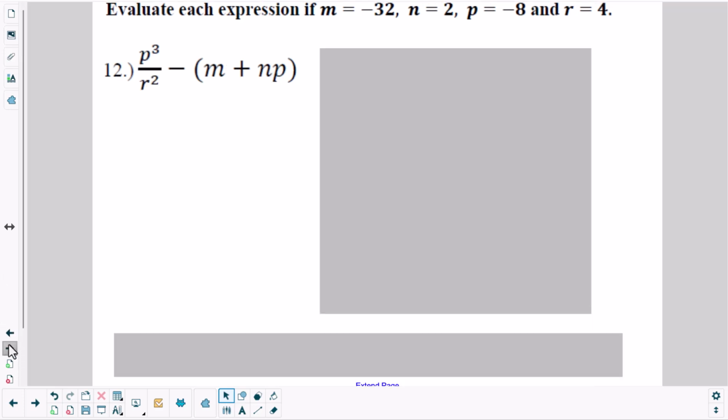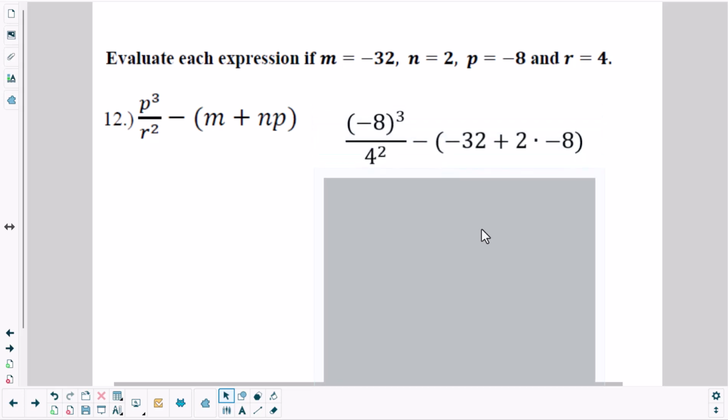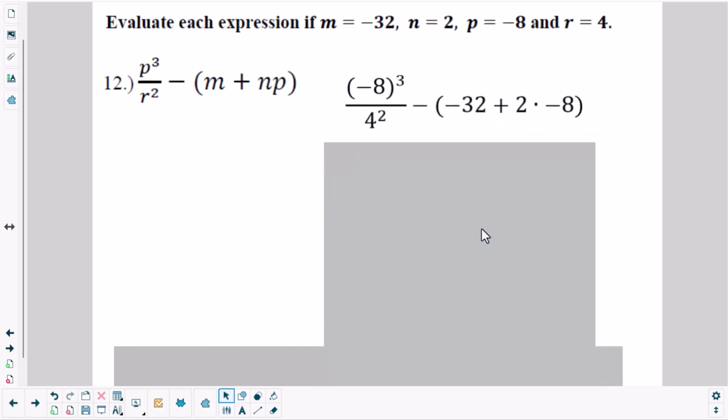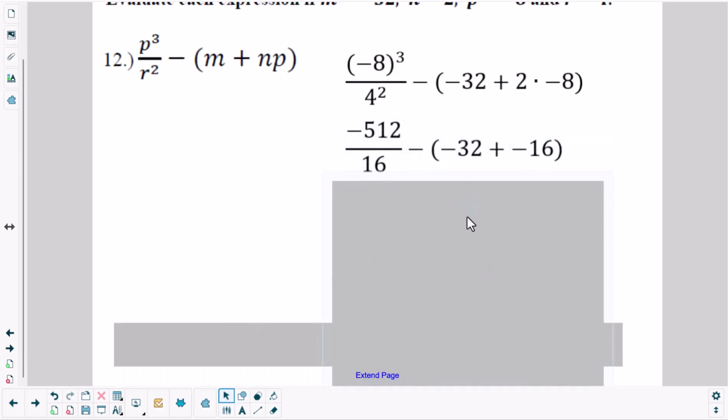Final question, number 12. P cubed over R squared minus, in parentheses, M plus NP. All right, so that's going to be negative 8 cubed, over 4 squared, minus in parentheses, negative 32 plus 2 times negative 8. So negative 8 cubed, I'm guessing I covered it up here, ends up giving us negative 512. We're going to end up with 64 times 8. It will be negative though since we have 3 negatives. So negative 512 over 4 squared, which is 4 times 4, or 16. In the parentheses, I did 2 times negative 8 to get negative 16.